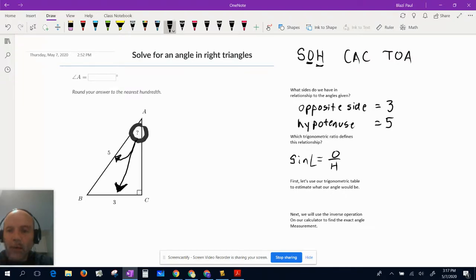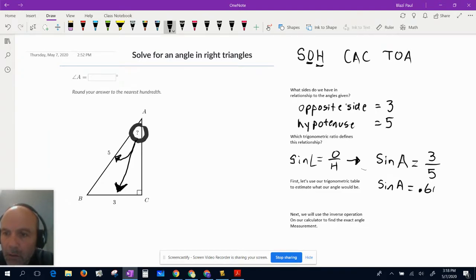All right, well, in this case, let's go ahead and write this out. Sine of, we could say question mark, or we could say angle A. Let's just say A, all right? Sine of A equals opposite over hypotenuse. If we simplify this, we get sine of A equals 3 over 5. 3 divided by 5 is just 0.6000, okay?